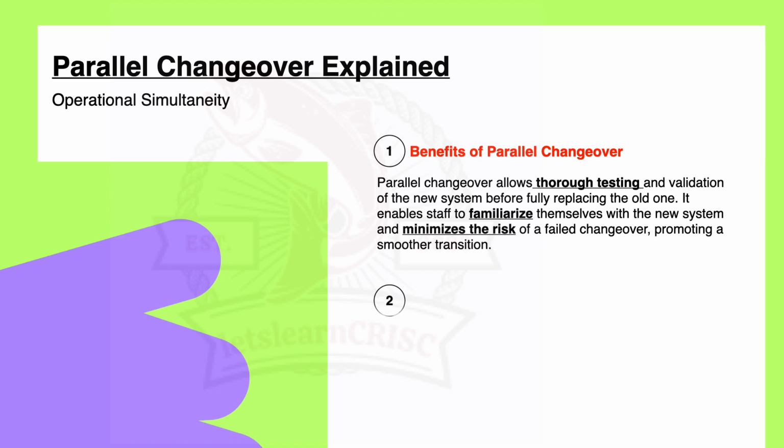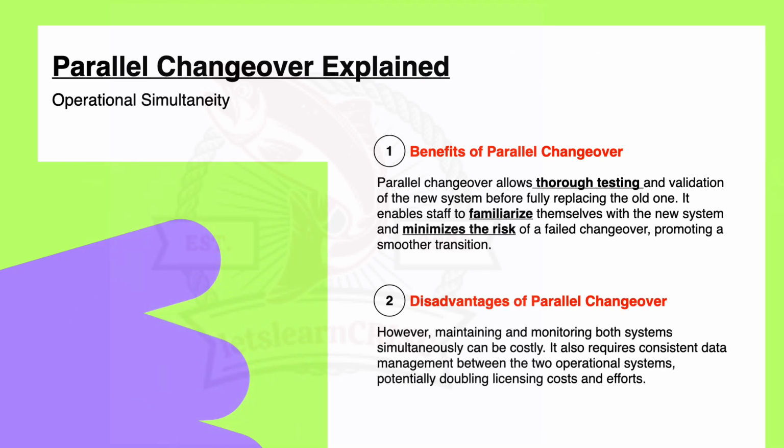right? Next, definitely if there are benefits, there will be disadvantages also. While there are benefits, there are also downsides, right? First, it is costly. Maintaining and monitoring both systems simultaneously can be expensive, due to the need for additional resources and support. Similarly, consistent data management between the two systems is essential but can be challenging, right?